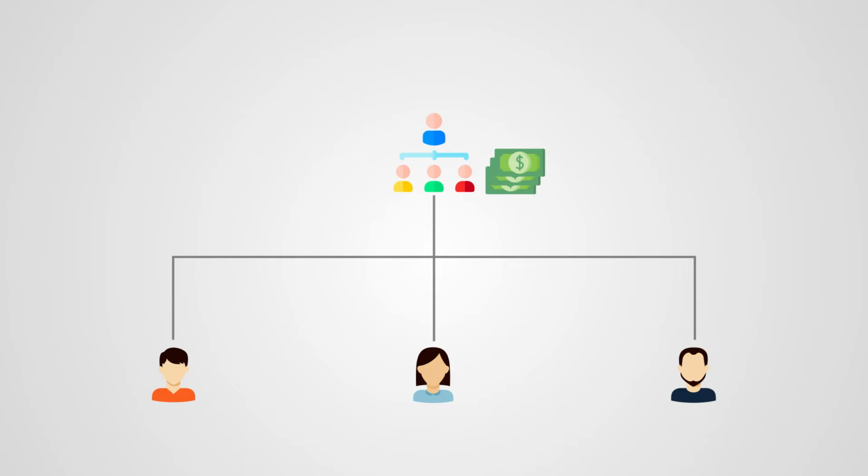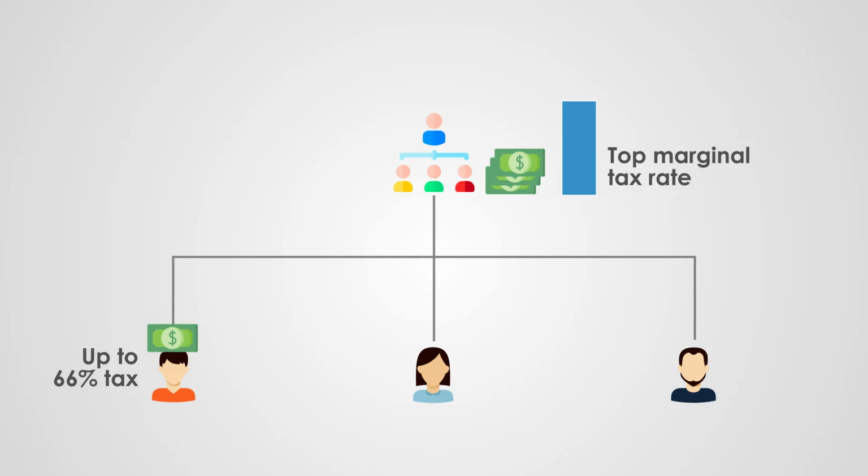Secondly, if any income is not distributed, it will get taxed at the top marginal tax rate. If you make any distribution to minors, you may be taxed at up to 66%.